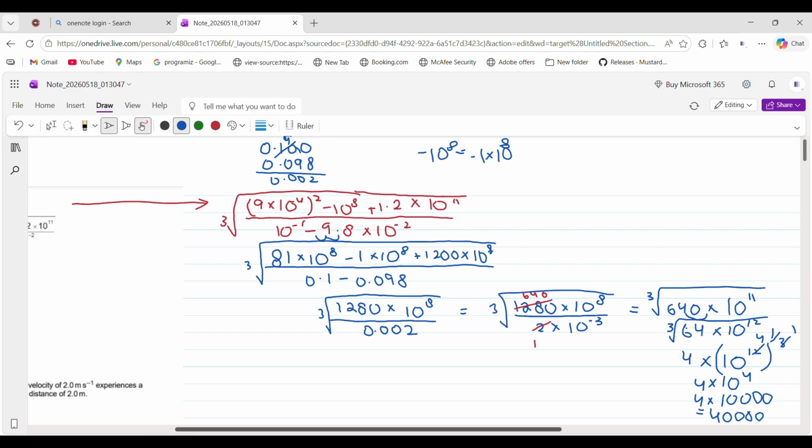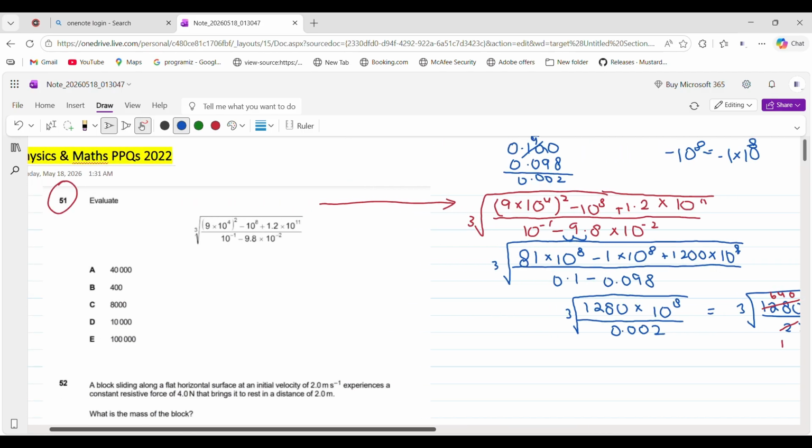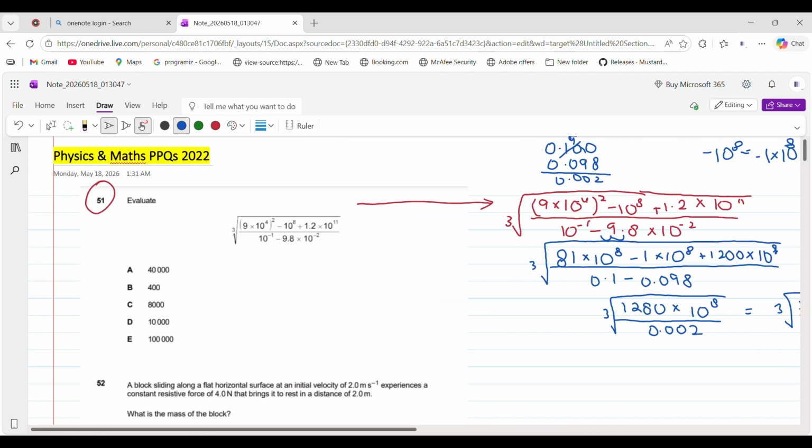Now let's see if we have gotten this in our answer. And yes, we have gotten our answer, which is option number first, A. Okay, we have gotten our answer. Let's move towards the second question. And it is of physics.